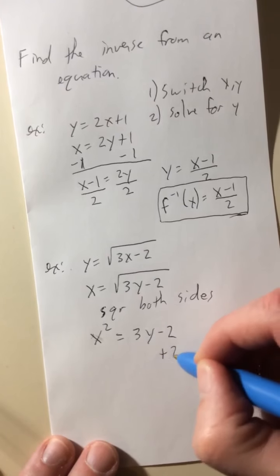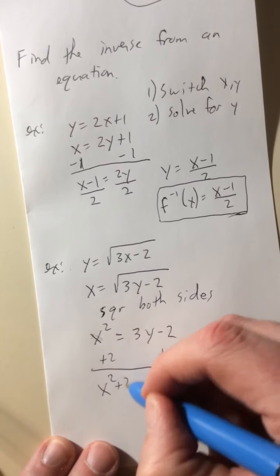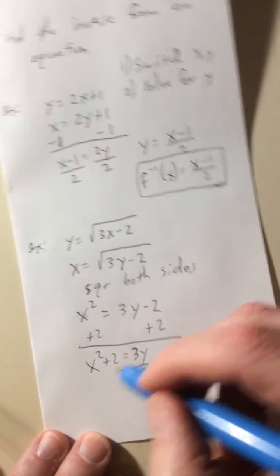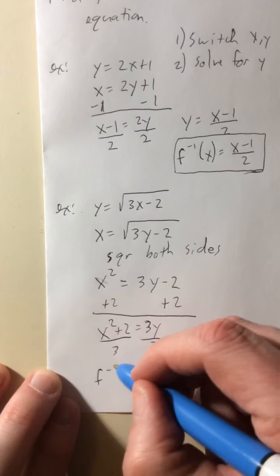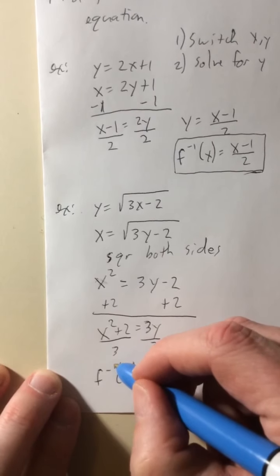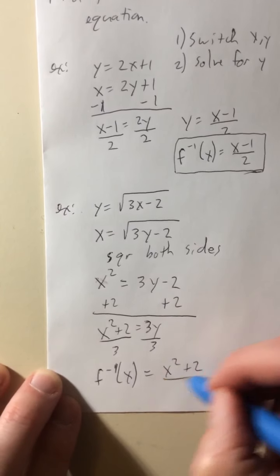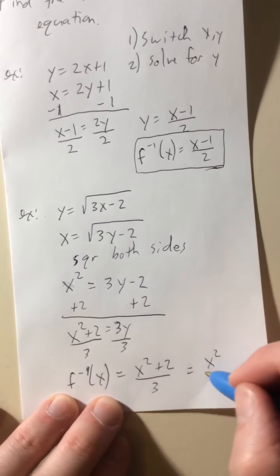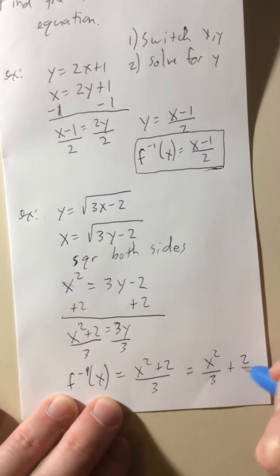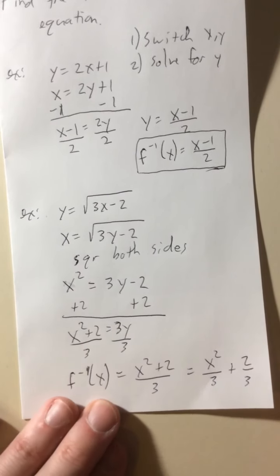Solving for y, we add 2. So we get x squared plus 2 equals 3y. Divide by 3. And we get inverse of f equals x squared plus 2 over 3. We could also, by the way, write this as x squared over 3 plus 2 over 3, just separating the fraction into those two parts. Either way is good.